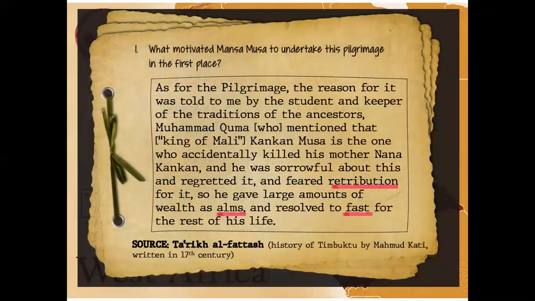So question number one, what motivated Mansa Musa to undertake this pilgrimage in the first place? Here's our first source, and you notice by taking a quick glance, can't help but notice that a few words are underlined, and then at the bottom in bold, it tells you the source. So you have a few things underlined here: retribution, alms, and fast. Fast we talked about previously in our lesson on the rise of Islam, and we said that that meant to abstain from eating or drinking.